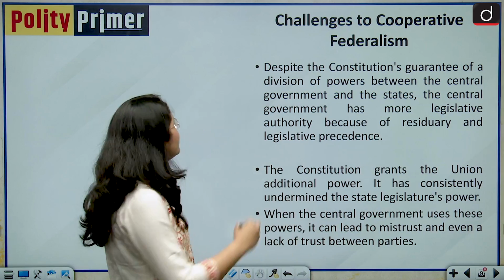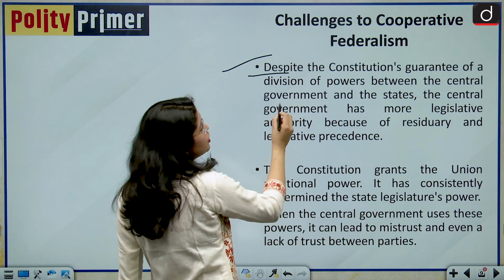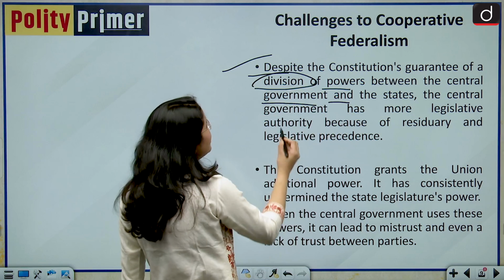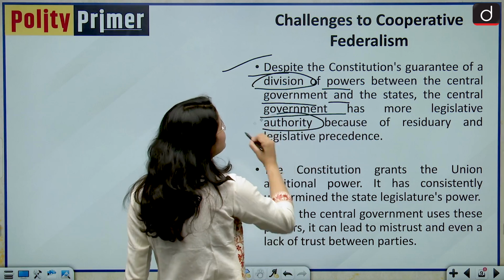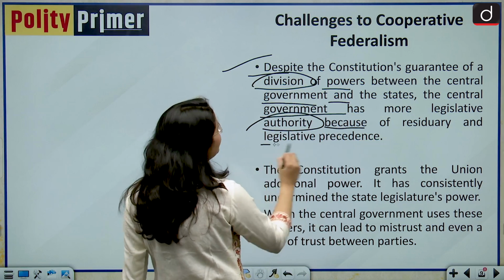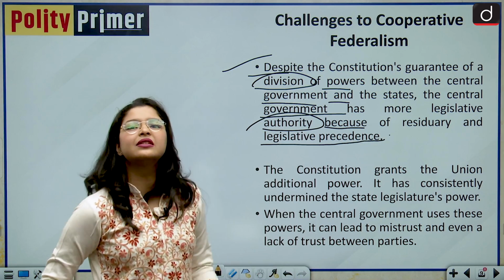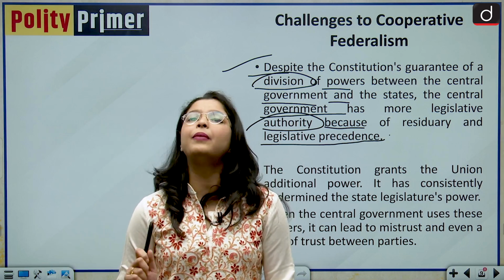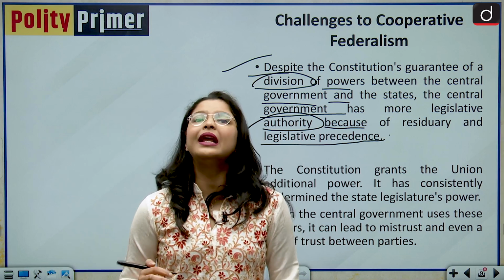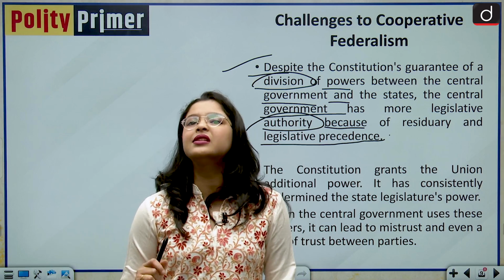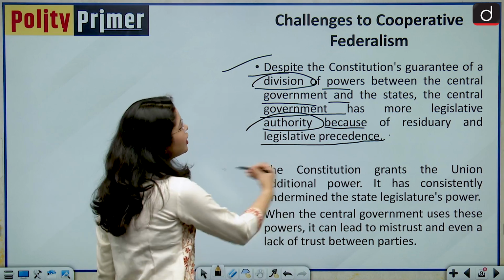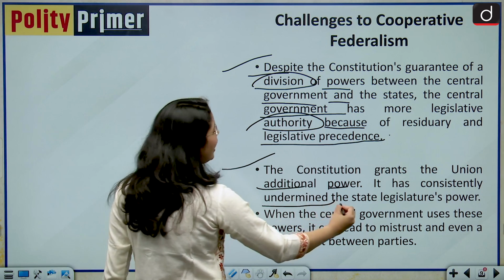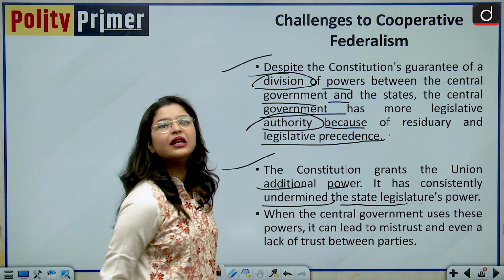So, the first challenge is, despite the Constitution's guarantee of a division of power between the central government and the states, the central government has more legislative authority because of the residuary and legislative precedence. So, who has the residuary authority of law-making power? The Parliament has it in India. Let me know in the comment box below which article states so. And the Constitution grants the Union additional power. It has consistently undermined the state's legislative power.